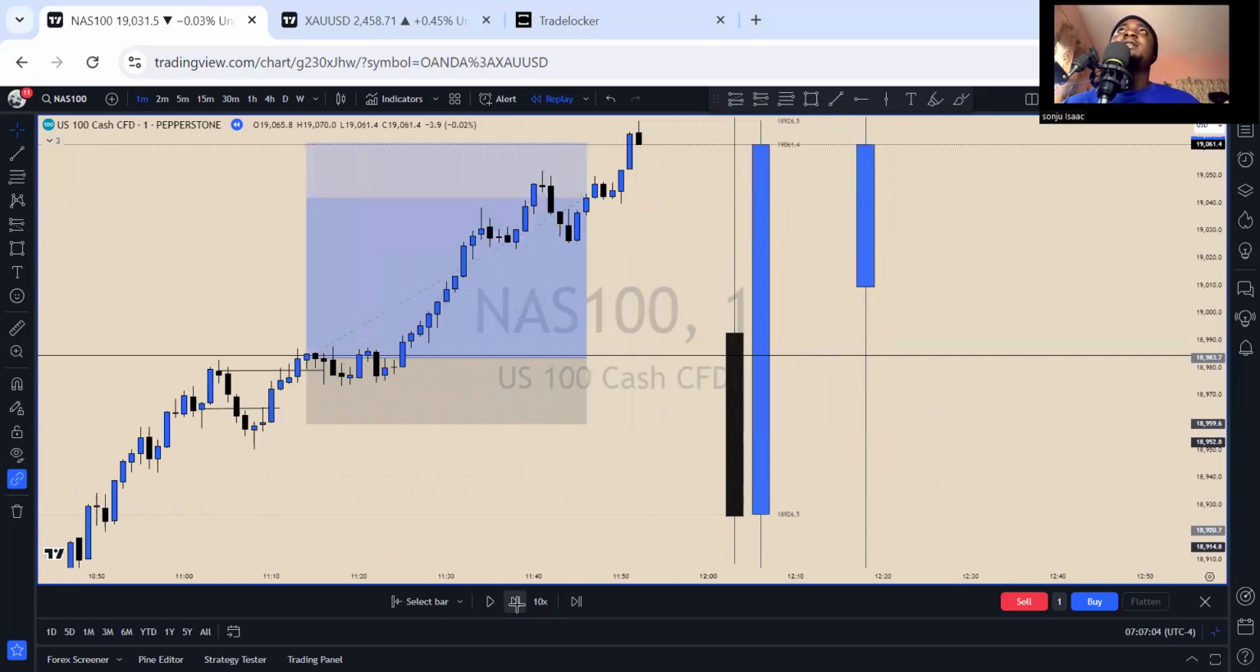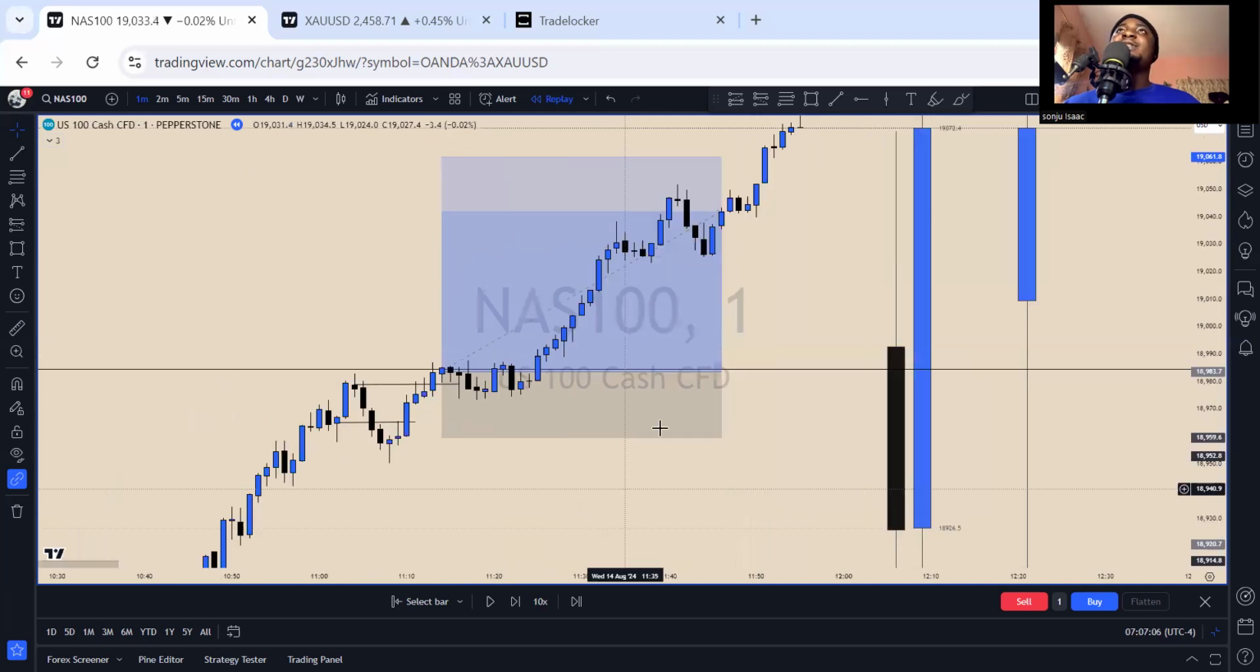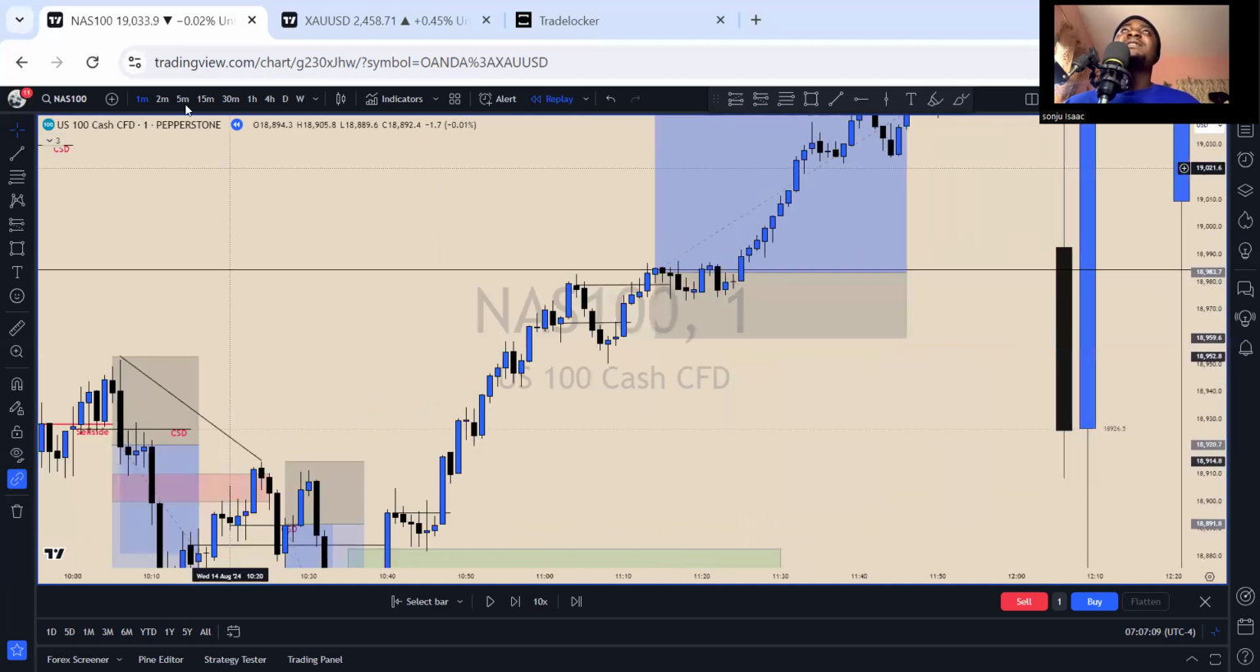Okay. So this is how you can use the change in state of delivery to your advantage. You just have to know the context of the higher time frame. You can't be looking for bearish entries on the lower time frame if the higher time frame is telling you bullishness. Same for the bearish scenarios. So you just have to make sure everything is in context, okay?